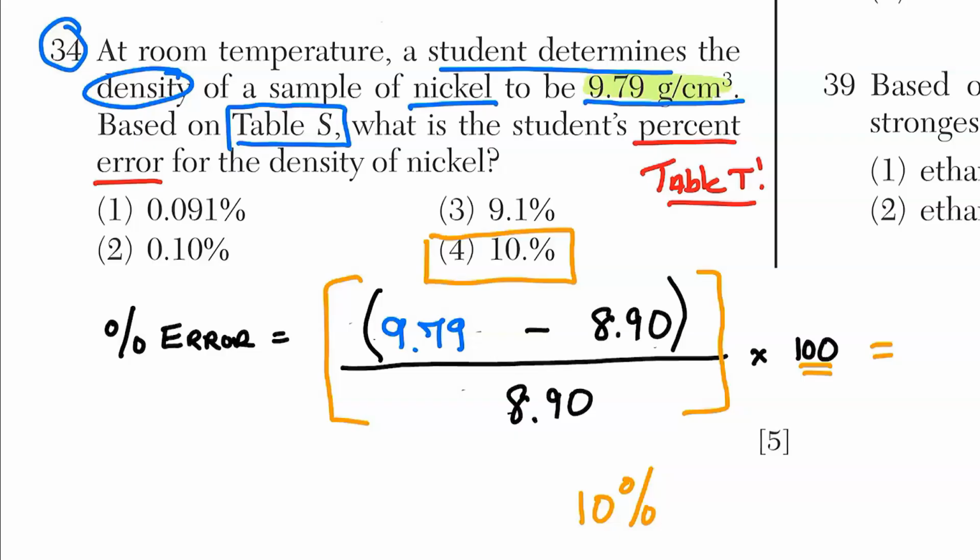So they gave you everything. You just had to know what you were dealing with. They gave you the experimental value, or the measured value from the experiment. You had to look up the known or the accepted value from Table S, and of course Table T gave you the entire equation. On to number 35.